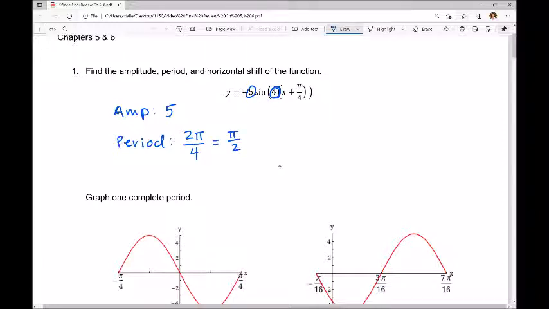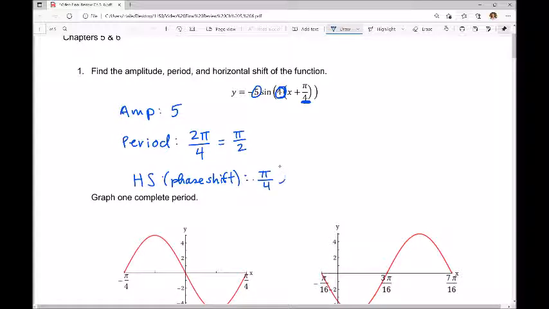Okay, and then finally we want to find the horizontal shift, or sometimes you see this called phase shift. So that's another way you could see it named. The horizontal shift comes from the number that's added or subtracted on the inside of the function. So in this case, we have a positive pi over 4, but remember that horizontal transformations tend to do the opposite of what you think they do. So if you're adding pi over 4, you're actually going to go pi over 4 to the left. So it's like you're subtracting pi over 4 from all of your original points on the graph.